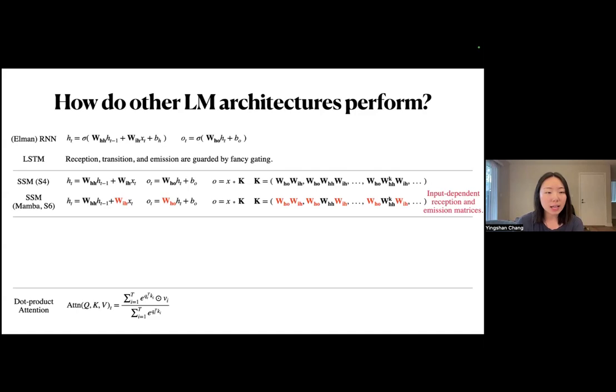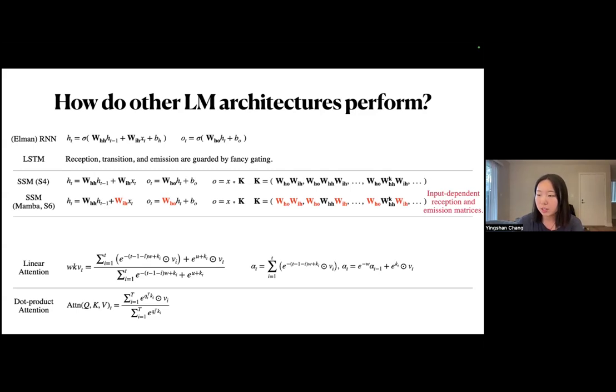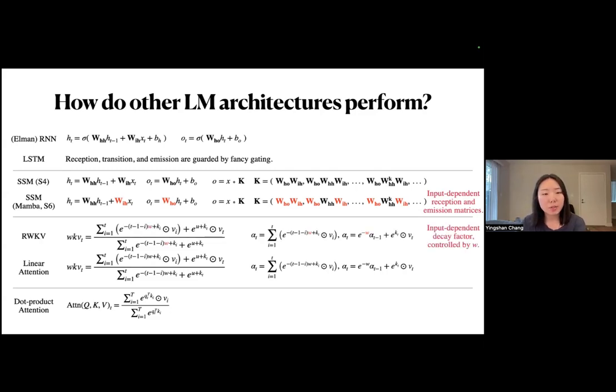Lying closer to the attention side, we have linear attention, which seeks to approximate dot product attention without actually computing a dot product. The attention scores in linear attention are modeled by the sum of discounted coefficients that only depend on the keys, not the queries. And with a bit of reformatting, linear attention also admits a recurrent form. And the RWKV model family introduces input-dependent decay factor.